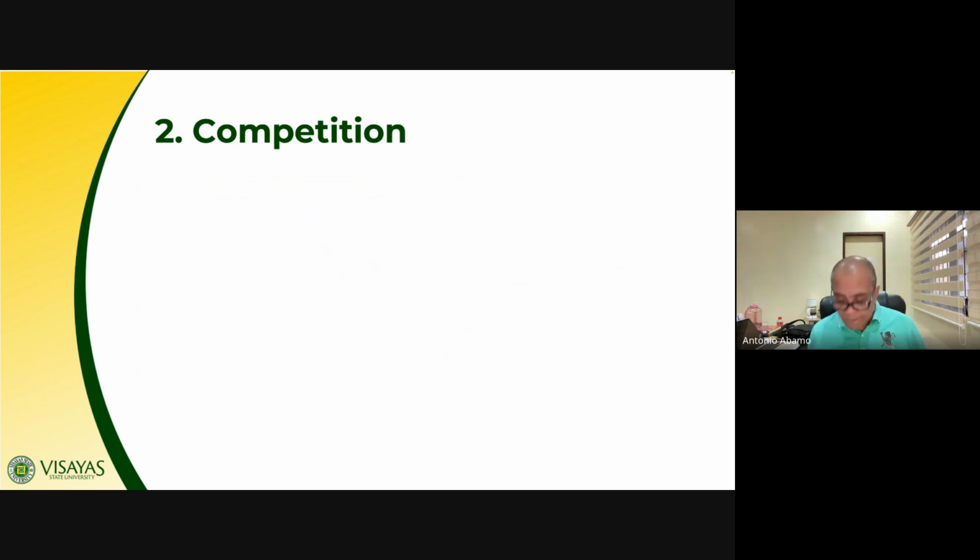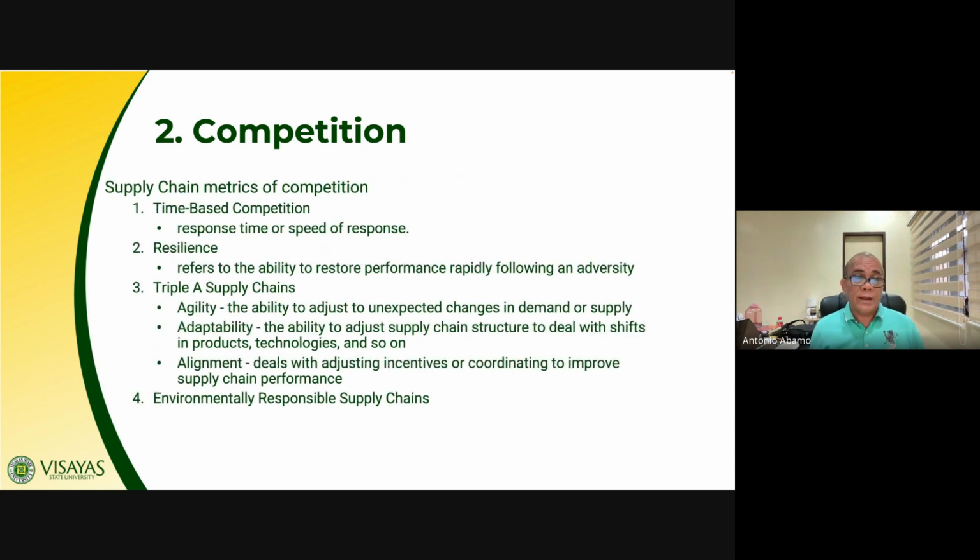You have competition in terms of time-based, resilience, or an environmentally responsible supply chain, depending on what is preferred by the customer. If the customer prefers on-time delivery, you focus your supply chain to have on-time delivery. If it is resilience, that means you can accommodate any volume at any given time, then you are capitalizing on that skill, on that advantage.